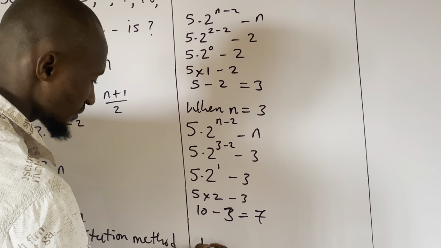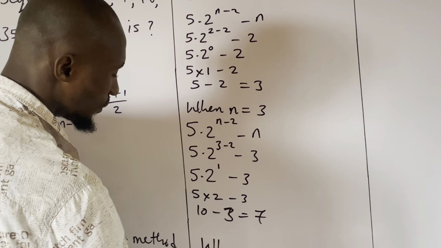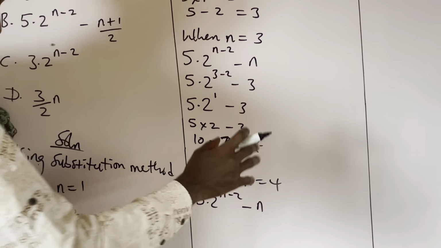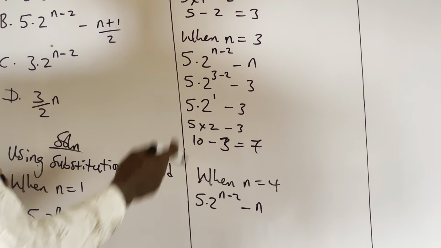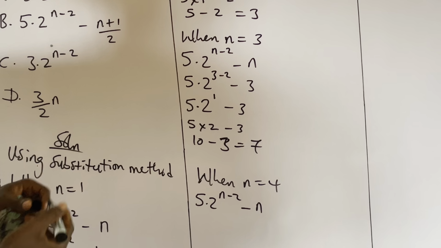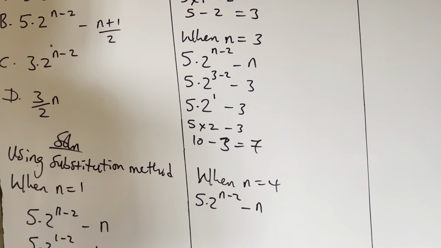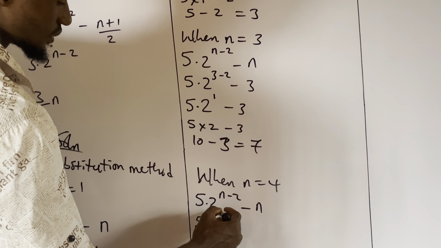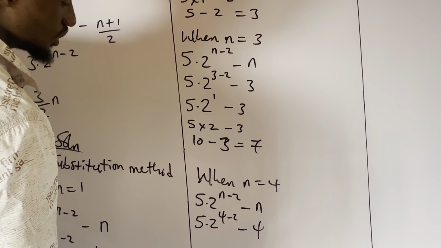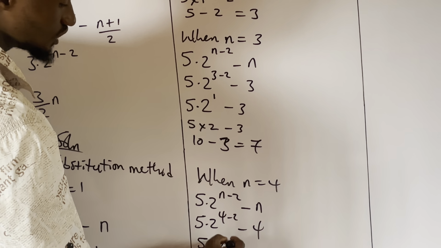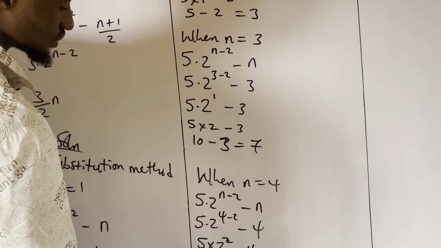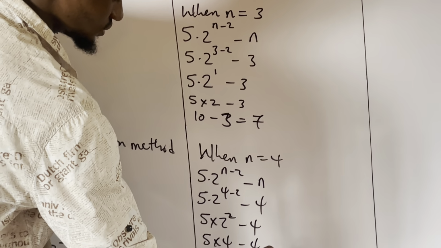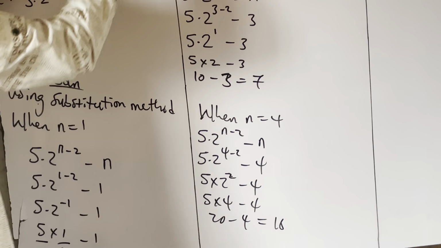Now, when n is equal to 4, 5.2^(n-2) - n. I will start solving straight because of our space. I've used the steps in when n equal to 2 and when n equal to 3. So now, this is 5.2^(4-2) - 4. You know this is 5 times 2^2 minus 4. So this is 5 times 4 minus 4. This is 20 minus 4, and this is equal to 16, right? That is this one.